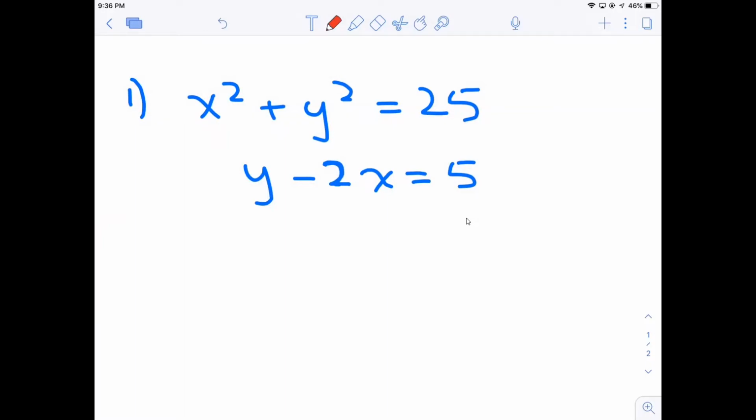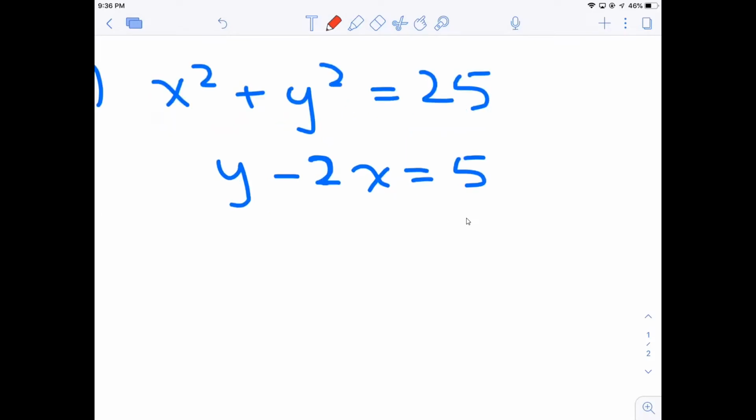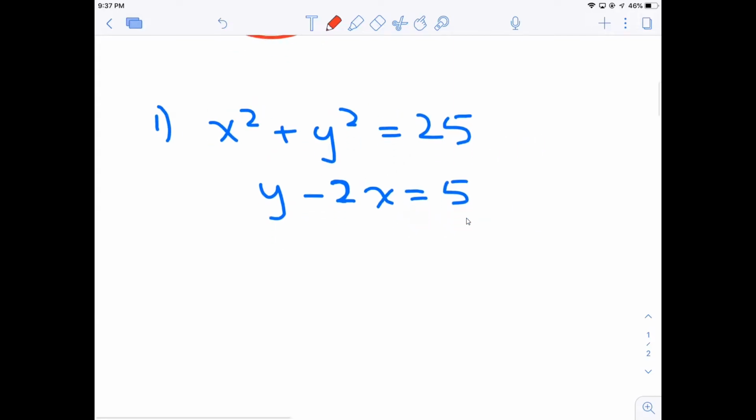Our second equation, y minus 2x equals 5, is linear. We can change that to y equals mx plus b. When we solve a system like this, we can't really use elimination, where we add or subtract the two equations, because we're not going to cancel out the x squared terms or y squared terms. So we're going to solve these by using substitution.